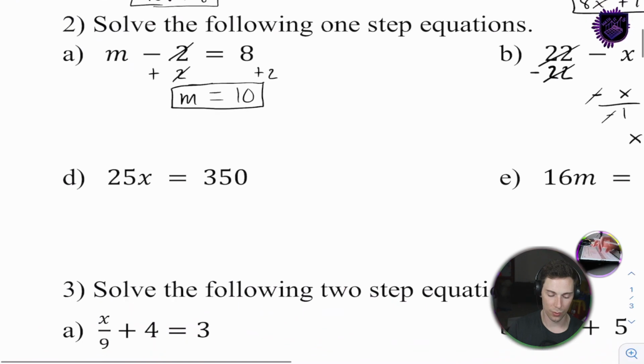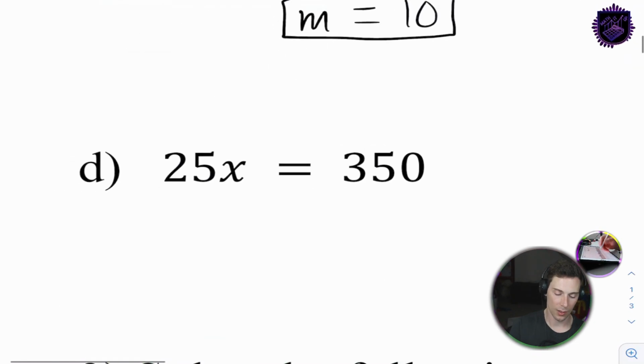Let's go to 2D. We're going to divide both sides by 25. That's not 5, 25.